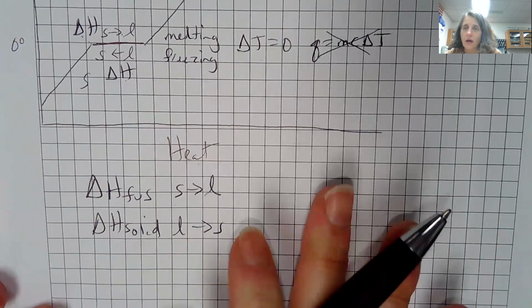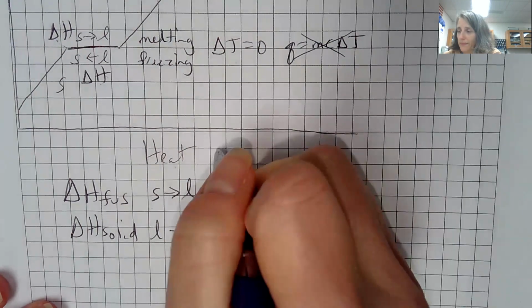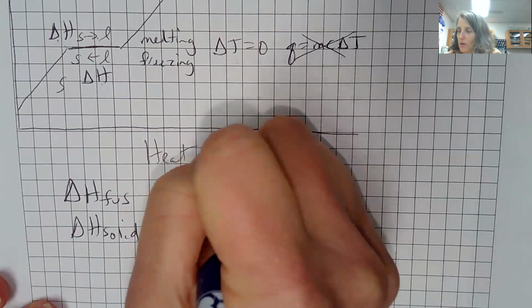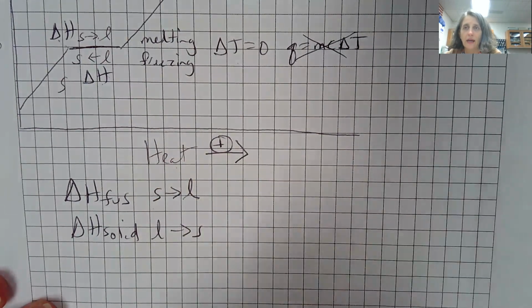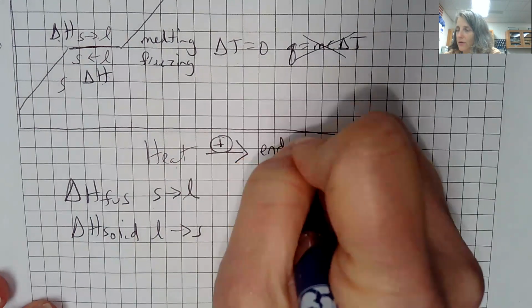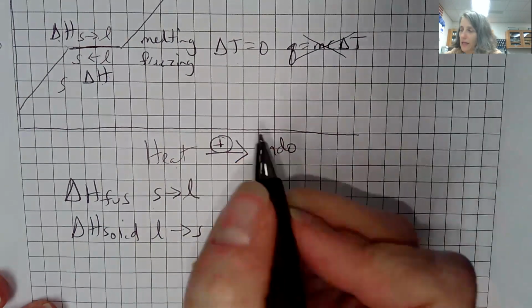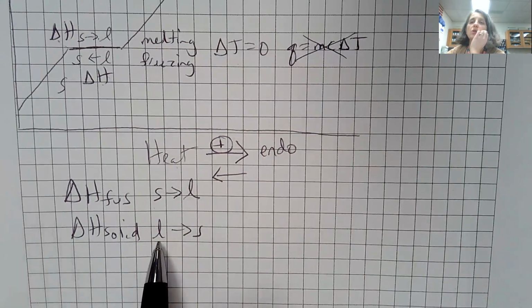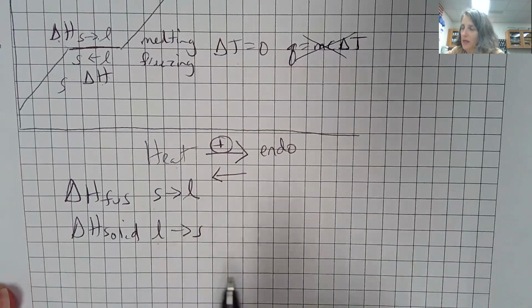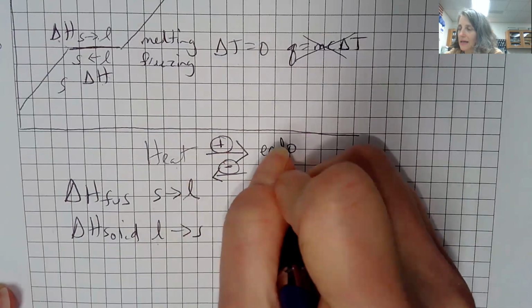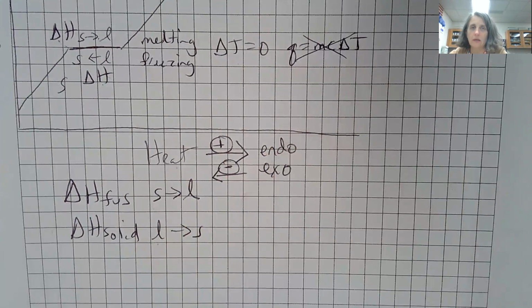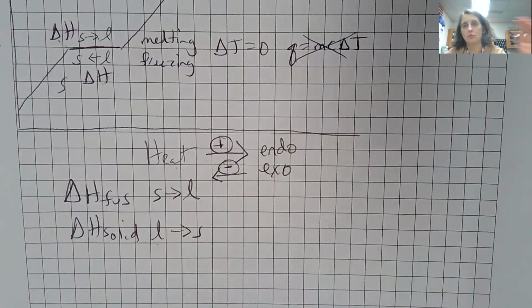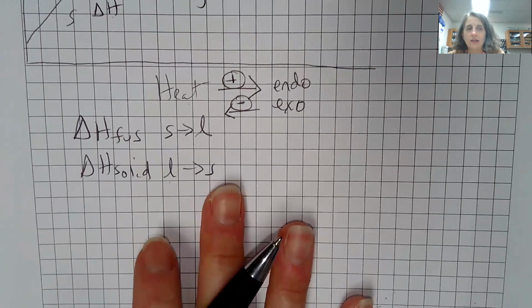Now, all heat has to do with is direction. If I'm going from left to right on this graph, I am adding heat, so I'm going to put it as a positive. If I'm adding heat, that is an endothermic process. If I go the opposite way, like the easiest example, putting liquid water into the freezer, it's becoming a solid. So I have to take heat away, so that's going to be negative. That's an exothermic process. When we're talking about heat and phase changes, really we're just talking about direction.